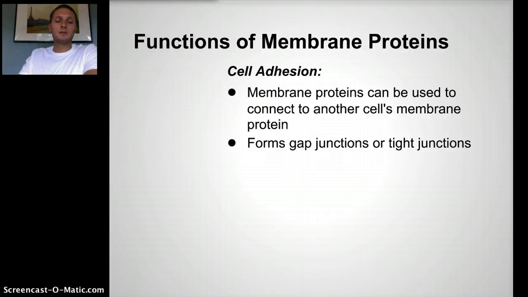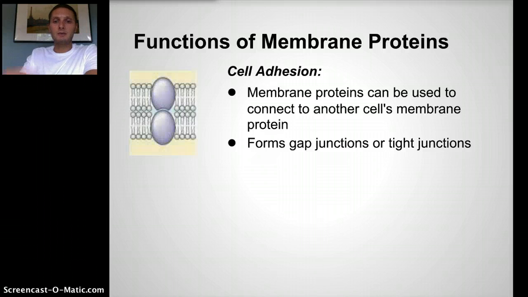Cell adhesion is a really important component of membrane proteins, and it can be used to connect to another cell's membrane protein. Within your reading, you should recall the discussion of gap junctions or tight junctions. Well, cell adhesion through membrane proteins allows these two different types of gap junctions or tight junctions, and so it allows cells to actually connect to one another.